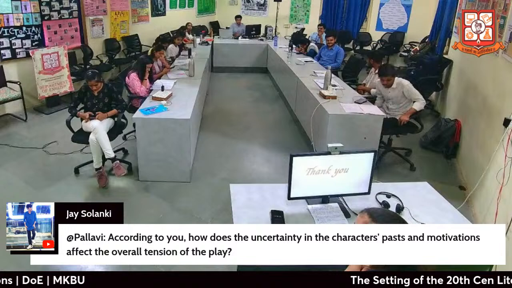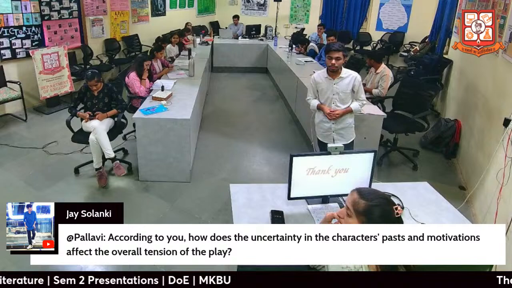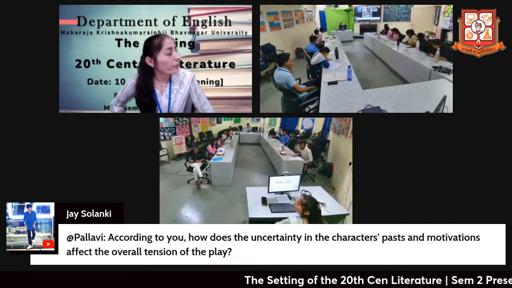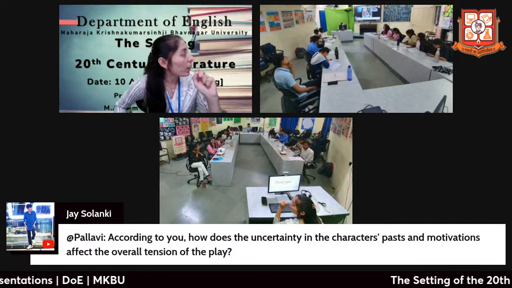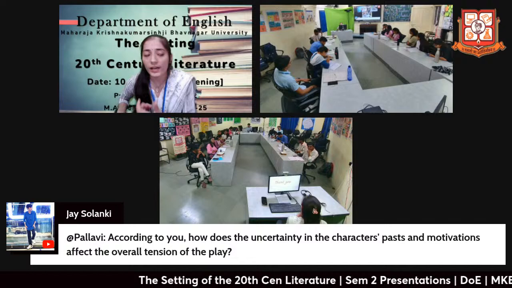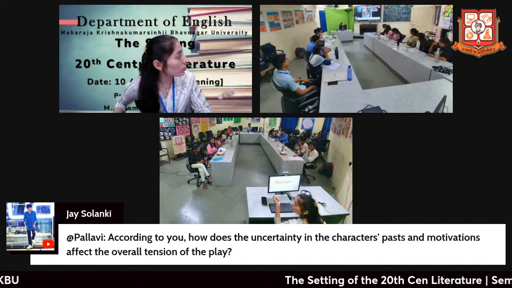So Pallavi, according to you, how does the uncertainty in the characters' past and motivation affect the overall tension of the play? I discussed in this presentation that we never know about the past of the characters: who is Stanley, who are McCann and Goldberg, what was their relation, and who is that organization. So we were never confident or clear about that past. It created a conflict about what is the truth, who is Stanley, and whether he did something bad in his past. We have that question, so we can find that past motivations affect the overall tension in the play.